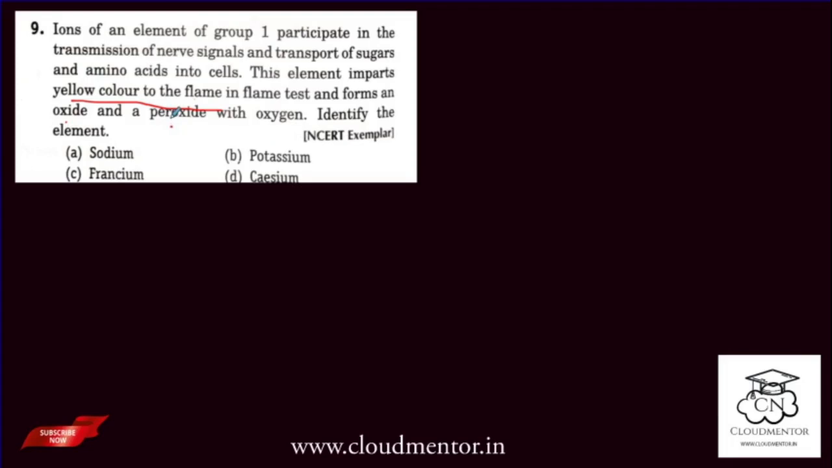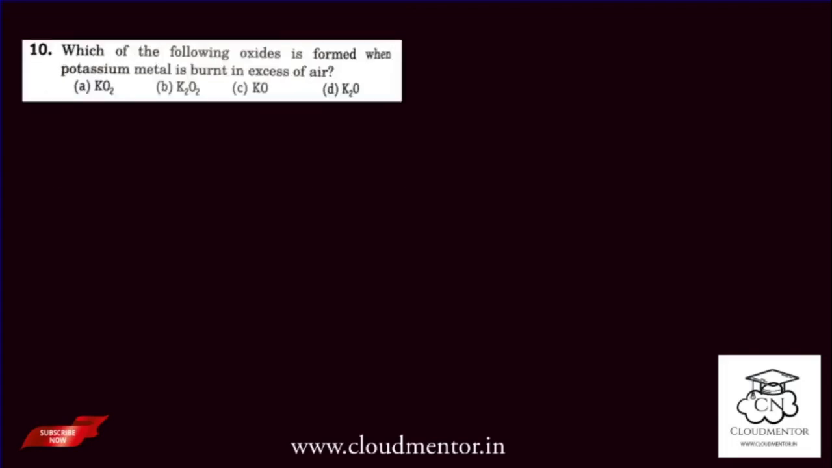So it is evident that it is sodium, which gives the yellow color in flame test, and it gives both oxide and peroxide with oxygen. So sodium is the right answer. Next question.